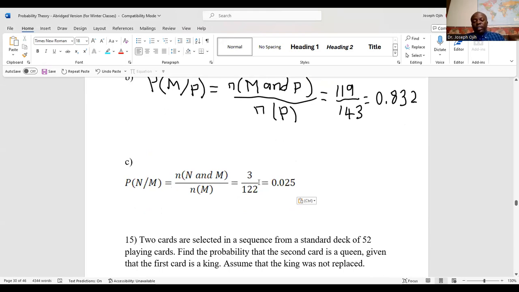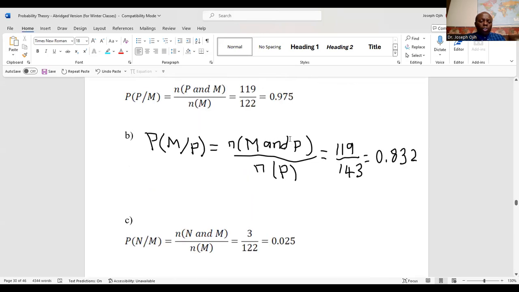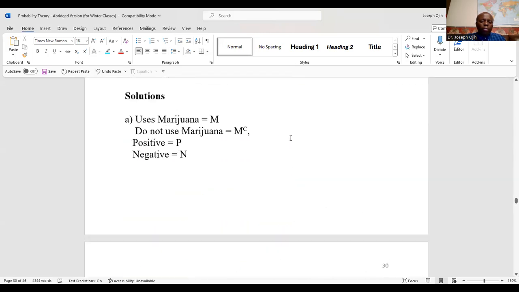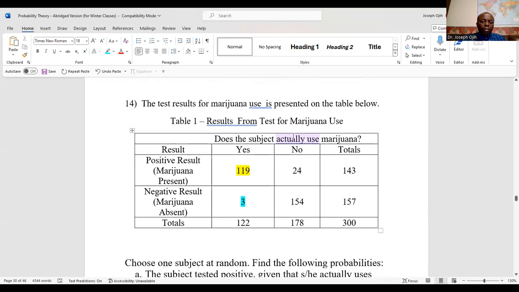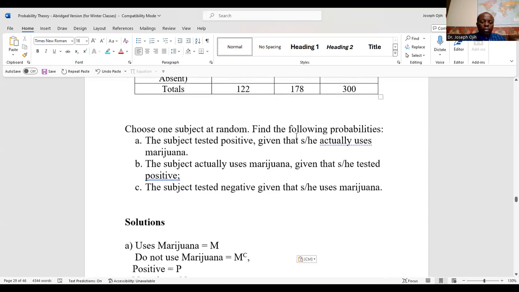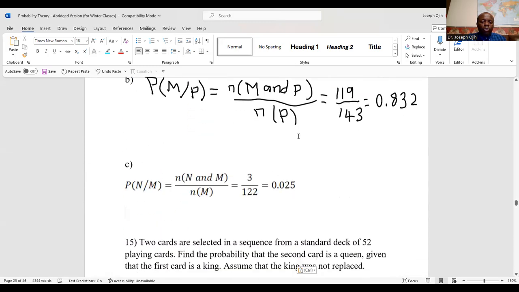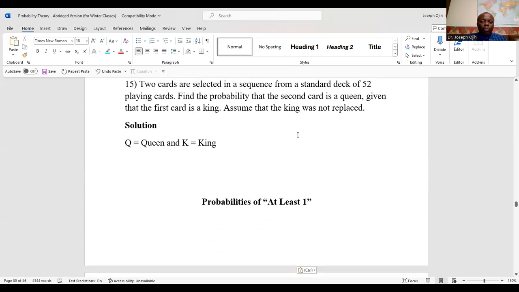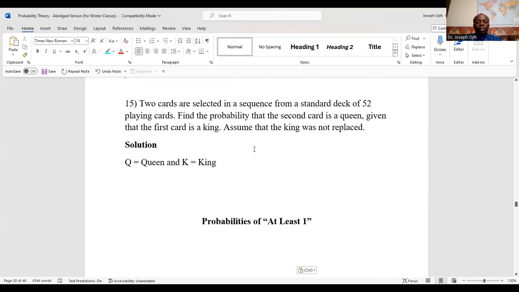It might even be a false negative. Now, any question on this one? Any question? No. Okay, good. Now, I have shown you conditional probability. Now, let's look at another example in conditional probability.